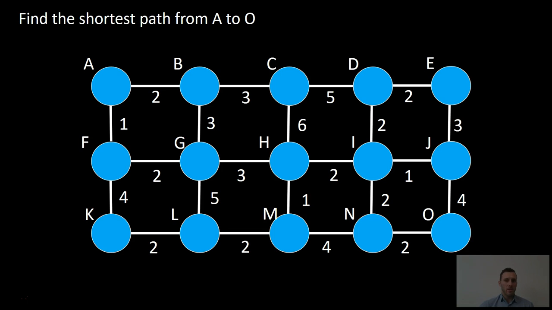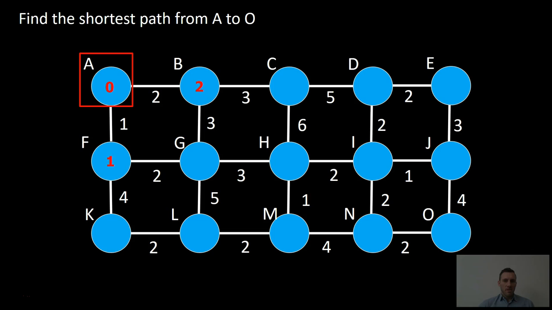Let's look at finding the shortest path from A to O using the algorithm. Assign a value of 0 to the starting node. Draw a box around the node to indicate that it's permanent. Consider all unboxed nodes connected to the node you've just boxed, that's B and F. Label them with the minimum weight from the starting node. So B is 2 and F is 1.